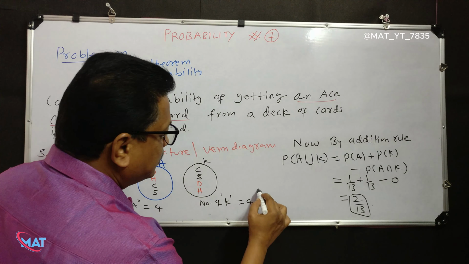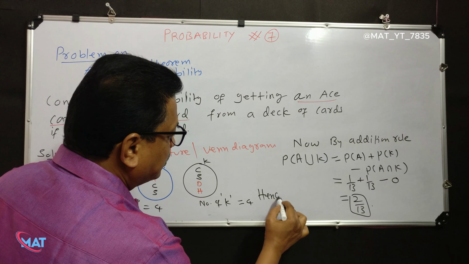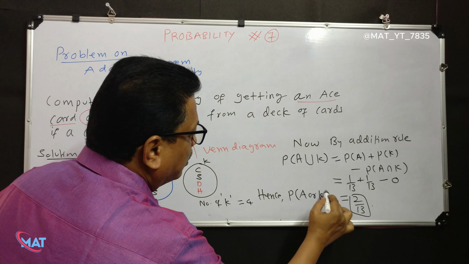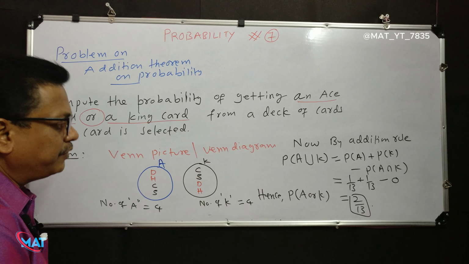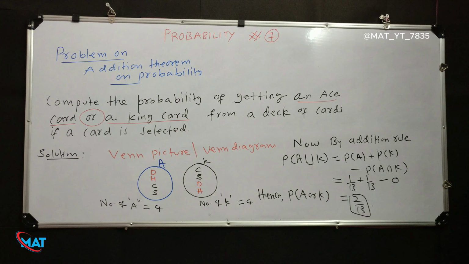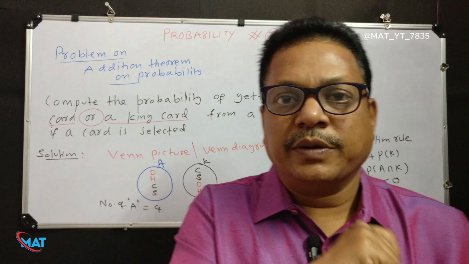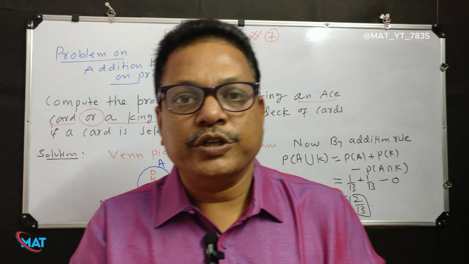So, hence, what is the result? Probability of getting an ace card or a king card when a card is selected from the deck of cards is equal to 2 over 13. Like that, the addition theorem can be applied to get the result. Hope this problem explanation is very clear to you.